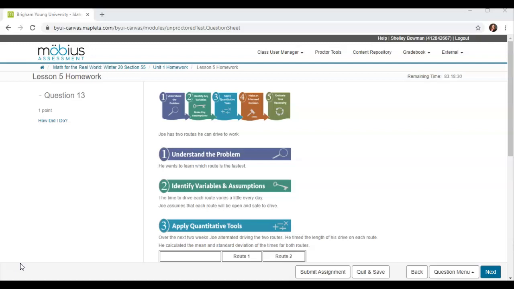The time to drive each route varies a little every day. Joe assumes that each route will be open and safe to drive. Step 3, apply quantitative tools. Over the next 2 weeks, Joe alternated driving the two routes. He timed the length of his drive on each route. He calculated the mean and standard deviation of the times for both routes.